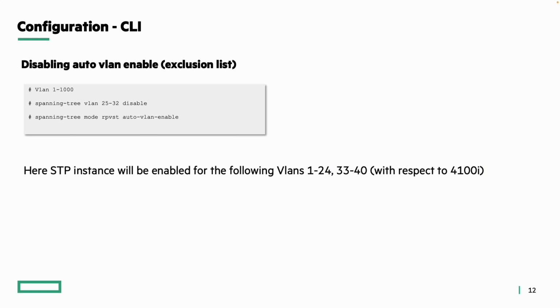Now, disabling auto VLAN enable. For example, let's say we have VLANs 1 to 1000 and we are telling spanning tree that VLANs 25 to 30 should be disabled. In this case, what happens? Spanning-tree mode rpvst auto-vlan-enable runs on VLANs 1 to 24 and again from 33 to 40. This is not sequential, and the VLANs that need to be disabled, that is 25 to 32, will not run the RPVST auto instance.